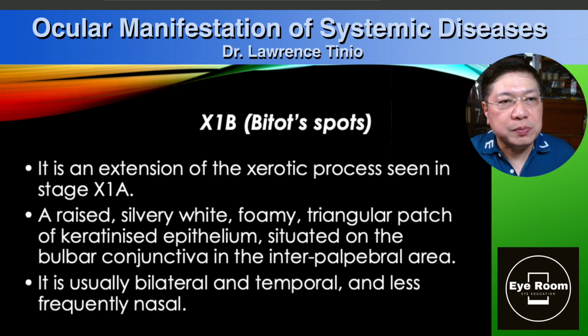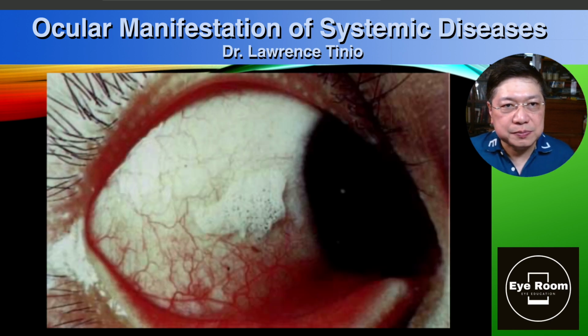Stage X1B or Bitot spots is usually easier to remember because you just use the letter B, the first letter in the word Bitot's, and it's basically an extension of the process that you've seen in the previous stage. It's raised, silvery white, foamy. It's basically a patch of keratinized epithelium in the bulbar conjunctiva, usually in the area in between the eyelids, and it's bilateral and usually temporal, or usually towards the side of the ear.